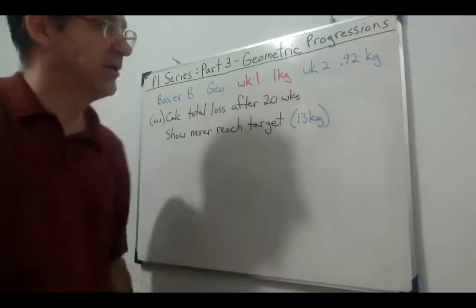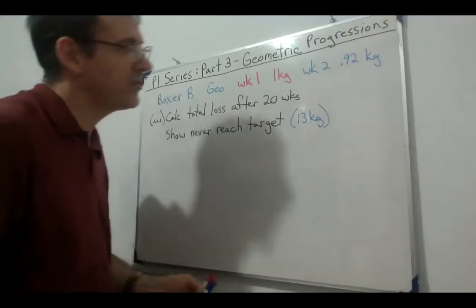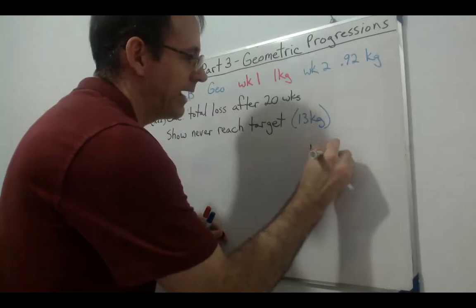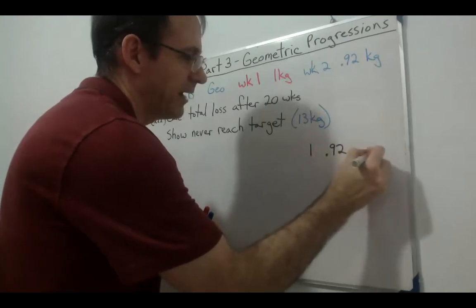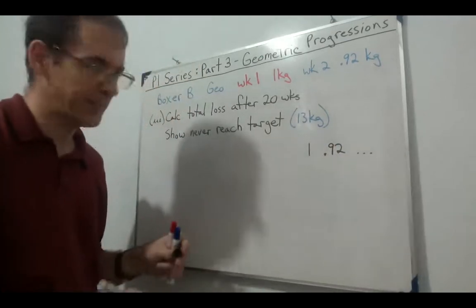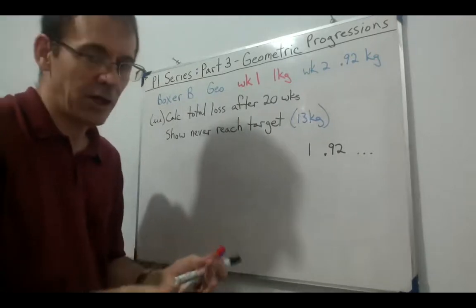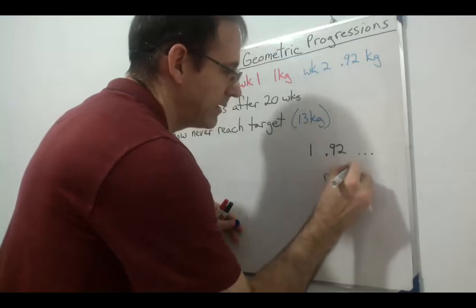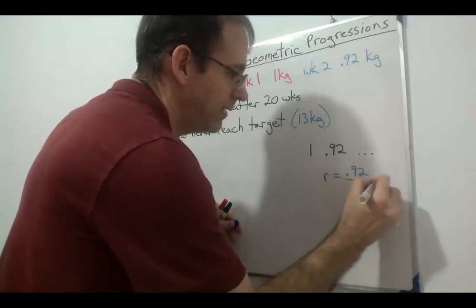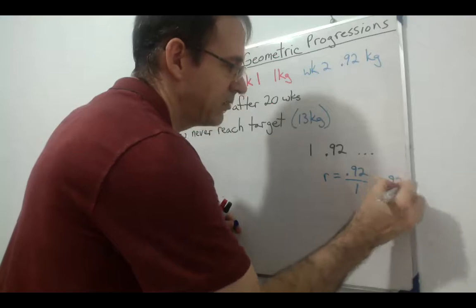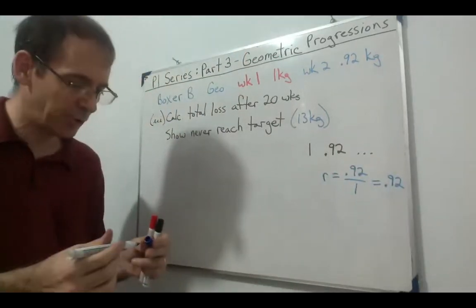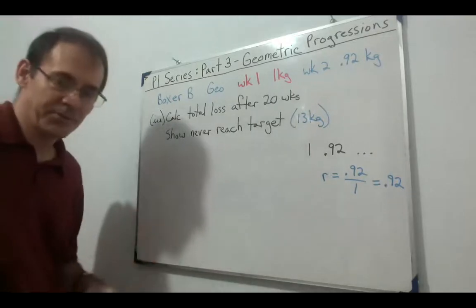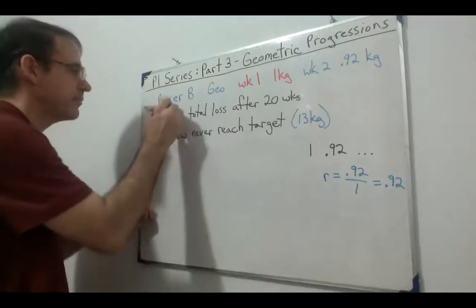Week 2 lost 0.92. So that means our progression follows 1, 0.92. We only have 2 values for our progression, but really that's all we need to find the ratio. The ratio is going to be 0.92 divided by 1, which is just 0.92. So we've established the ratio in the geometric series. And then we look at the verbs. What are we supposed to do?